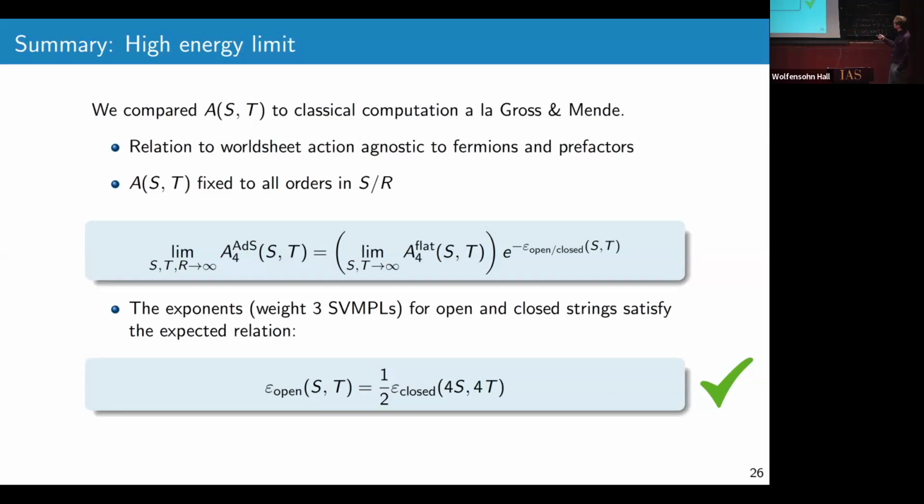Note that I here wrote the exponent as E epsilon, open or closed, because an analogous equation holds also for the AdS Veneziano amplitude. The exponents, which are weight 3 single-valued multiple polylogs, for open and closed strings are related in this way, and this is exactly the way you would expect from a reflection principle. And this is also the same relation that the flat space exponents satisfy. This was discussed in a paper by Gross and Manes.